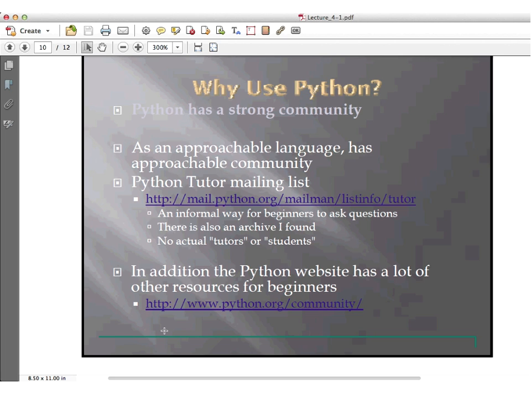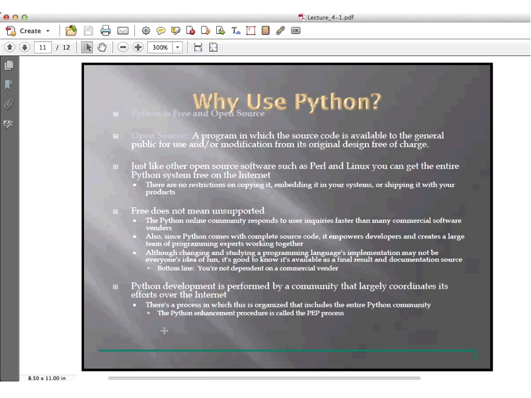Okay, so it's free and open source. I want to talk about open source. The source code is available to the general public for use and modification of its original design free of charge. But if you do something with it, you're supposed to contribute your code and your improvements to other people for free.